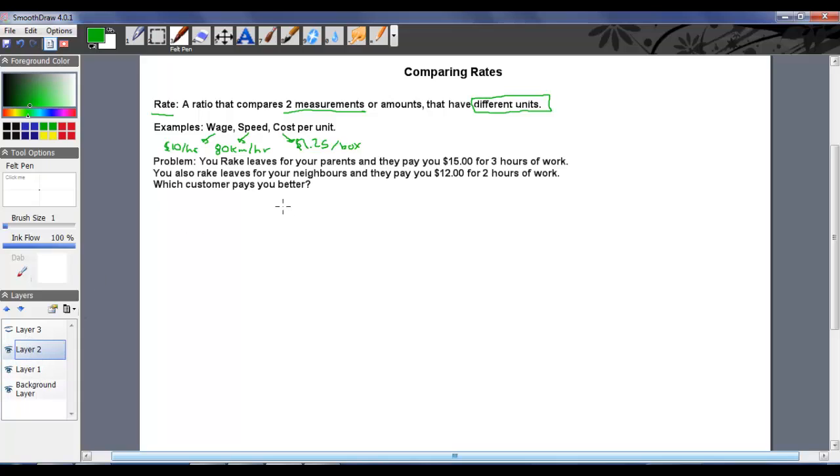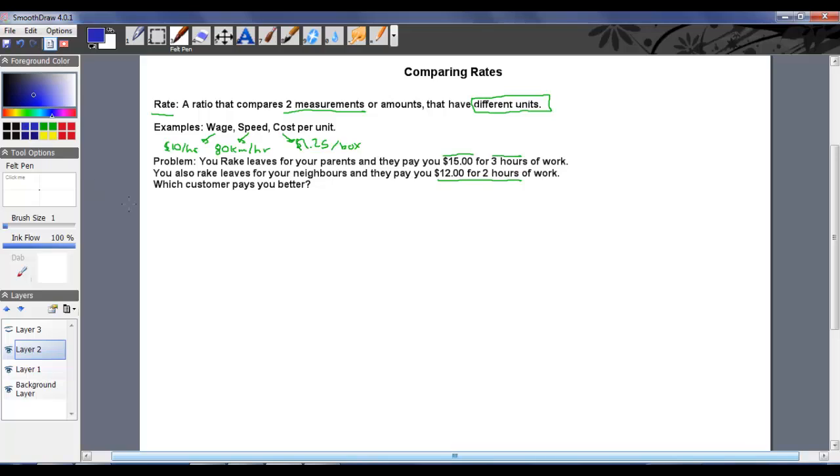So let's look at our problem. Our problem here states that you rake leaves for your parents, and they pay you $15 for 3 hours of work. You also rake leaves for your neighbor, and they pay you $12 for 2 hours of work. Which customer pays you better?